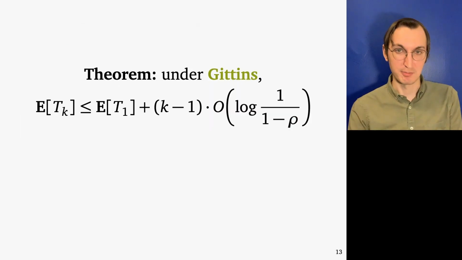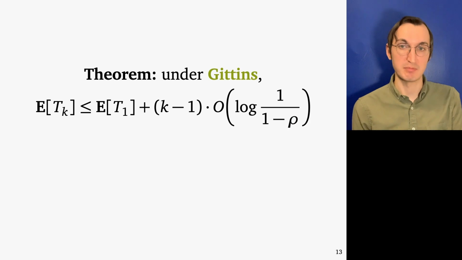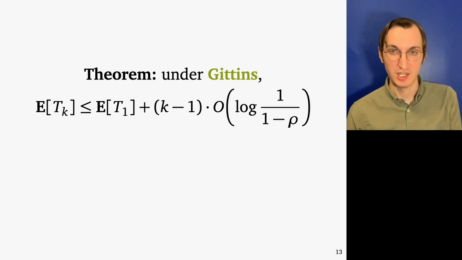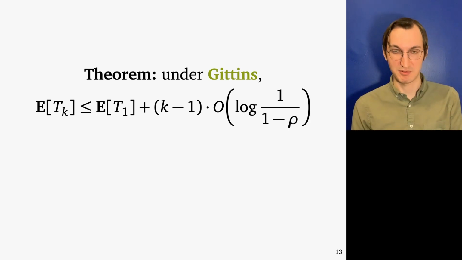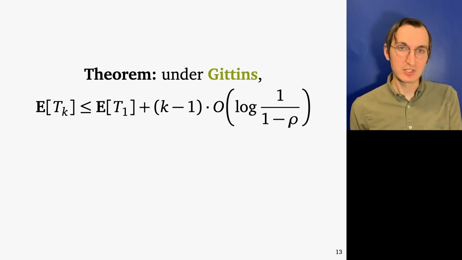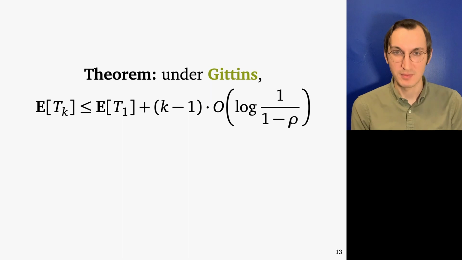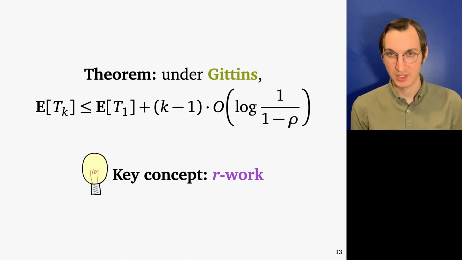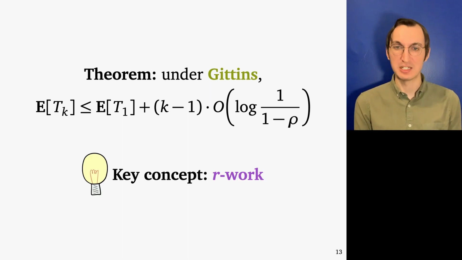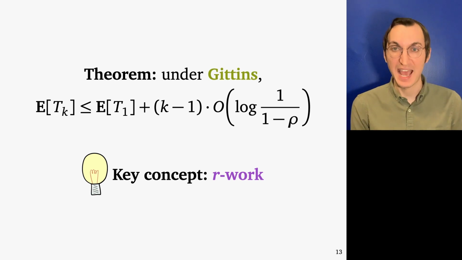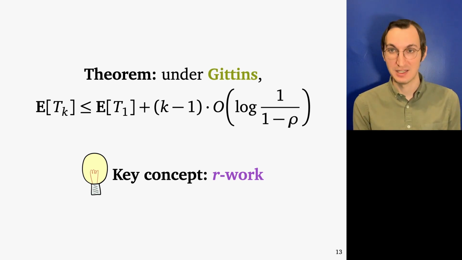So that's our main result. Under Gittins, we have this mean response time bound in the M/G/k, which is the most general result of its type. And underlying this theorem is one key concept, and that concept we call R-work. So in the rest of this talk, I'm going to tell you a bit about what R-work is and how it helps us prove this theorem.